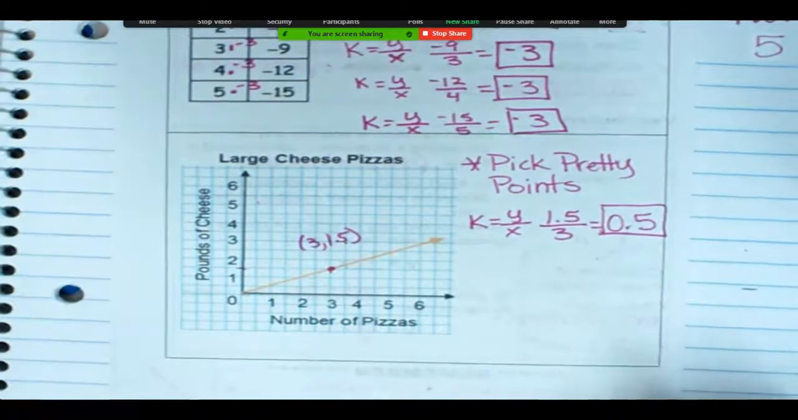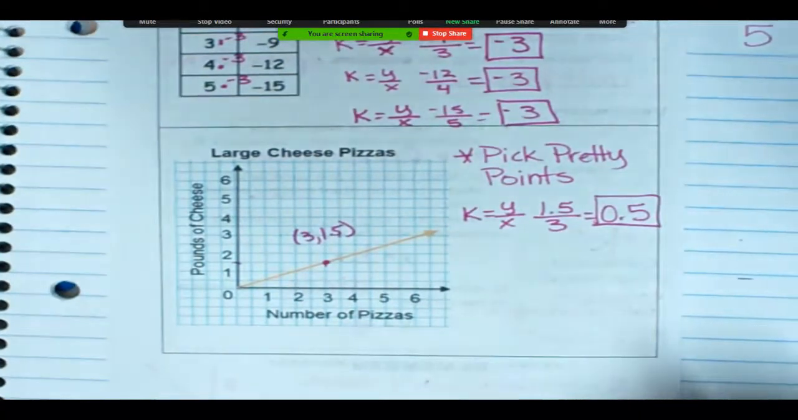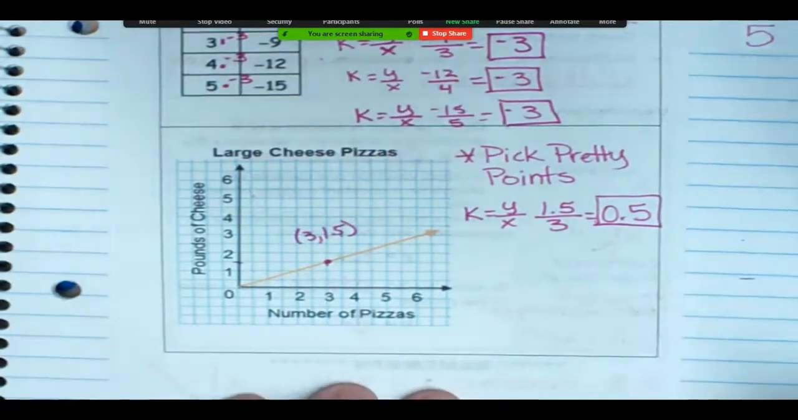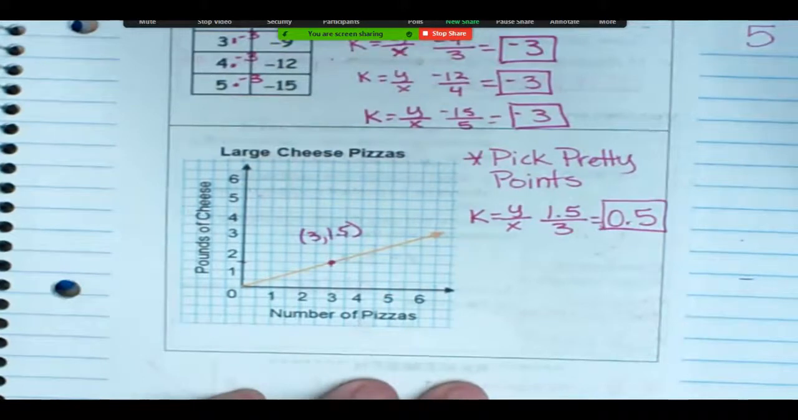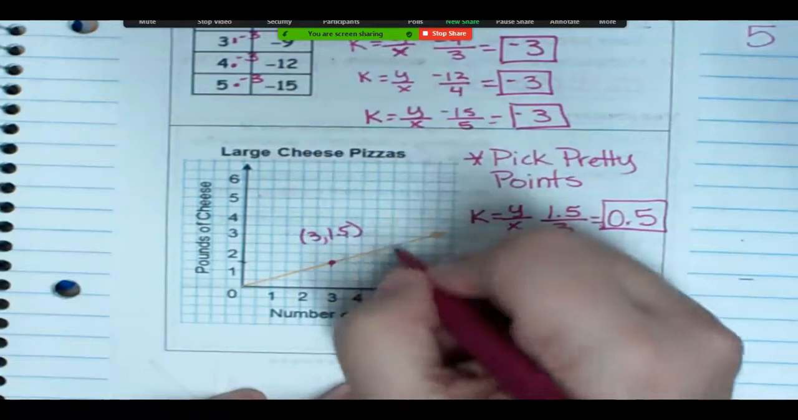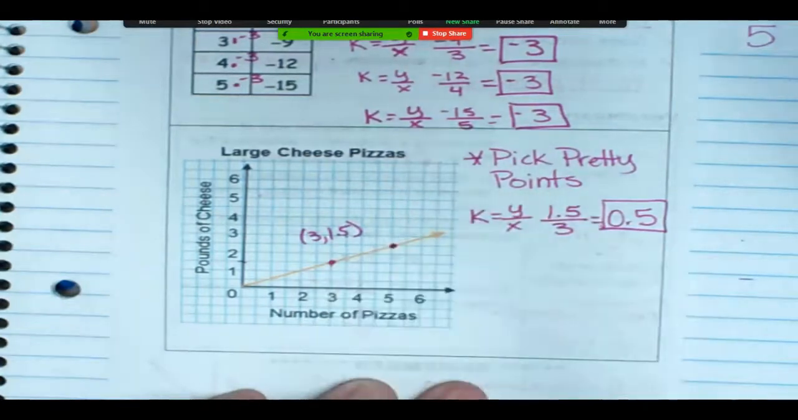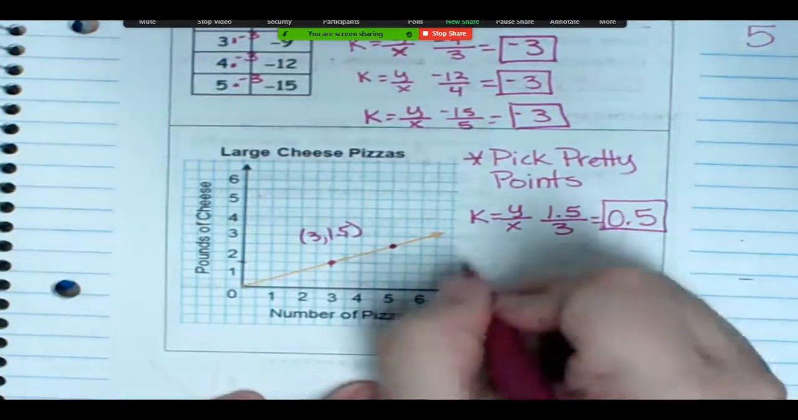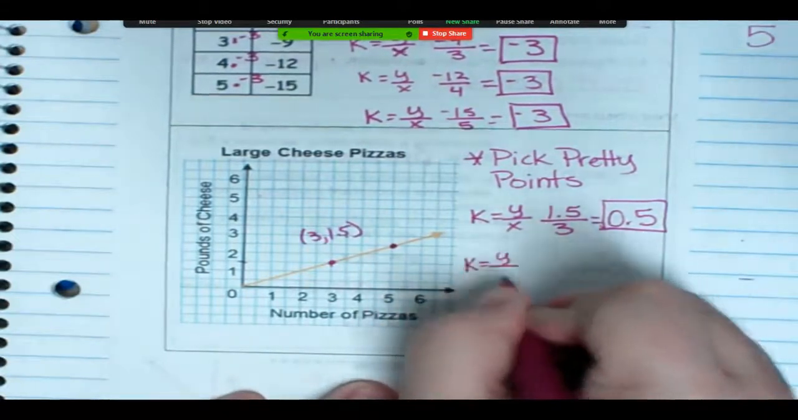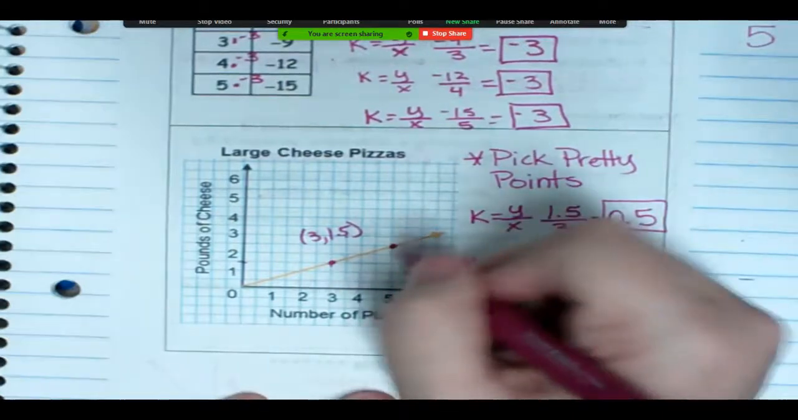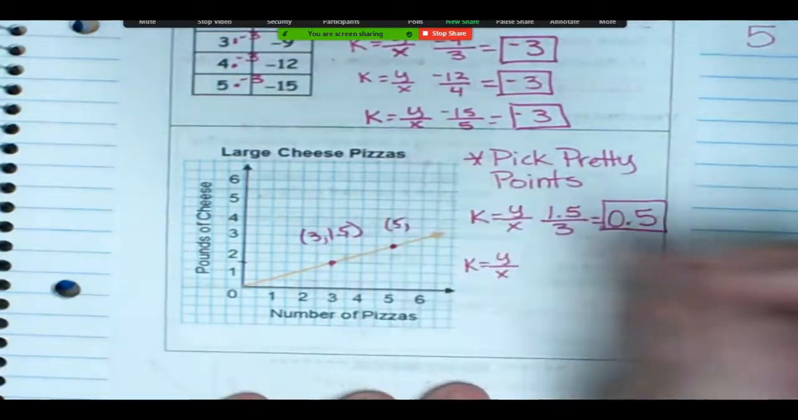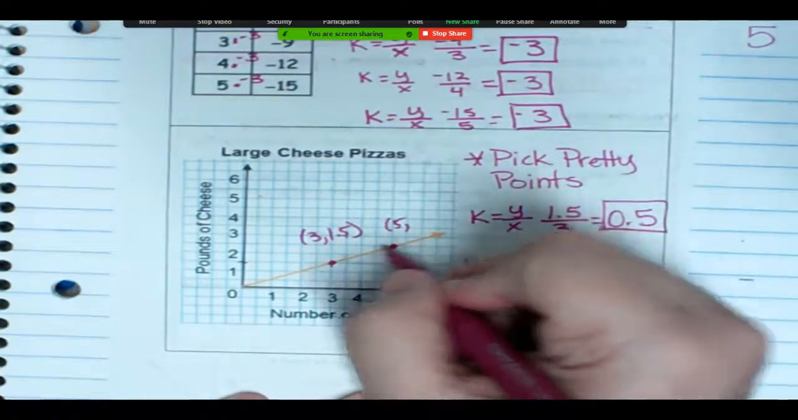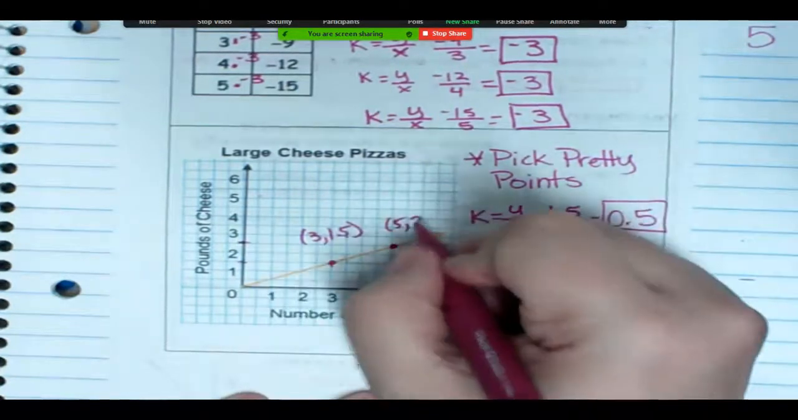But now, if this is proportional, it should be true for any point on this line. So let's test it out. Let's pick another pretty point. What about if I did 5? I'm saving that one that you just mentioned for a reason. What if I did 5? K is equal to y divided by x. So this ordered pair would be 5, and what was the y coordinate? Go all the way over, 2.5.